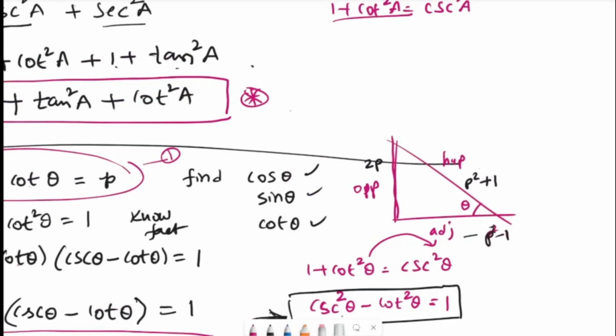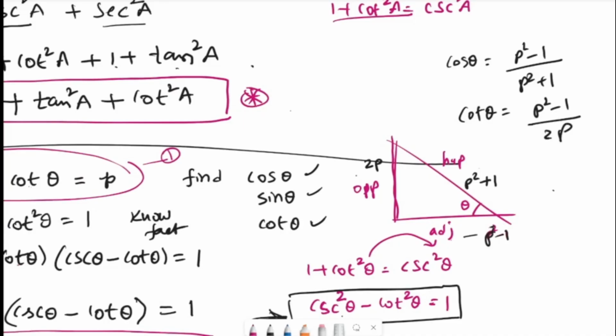Okay. Now we want cos theta, right? Cos theta would be adjacent over hypotenuse. So cos theta will be adjacent, which is P square minus 1, over hypotenuse, which is P square plus 1. Now, what is cot theta? Cot theta is adjacent over opposite. Cot theta is adjacent, P square minus 1, over opposite, 2P. So you can find any ratio.